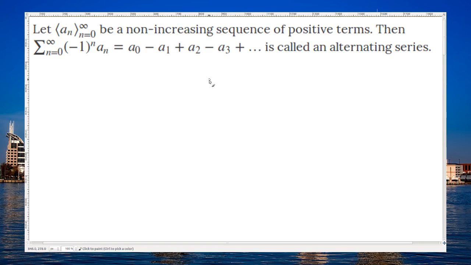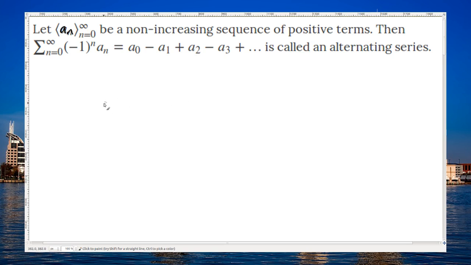So what we have here is the definition of an alternating series, and our assumption is that we're dealing with these a_n here. They're non-increasing, so they either stay the same or they get smaller from term to term, and they're all positive. And if we take these and we take the first and then subtract the next and then add the next, then subtract and then add and then subtract and then add, you can write that as a series using this sort of formula here. That's what we call an alternating series.